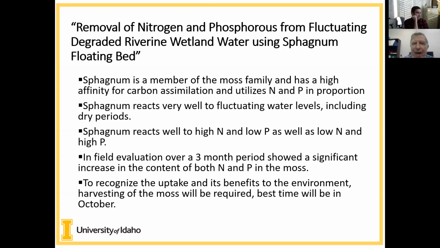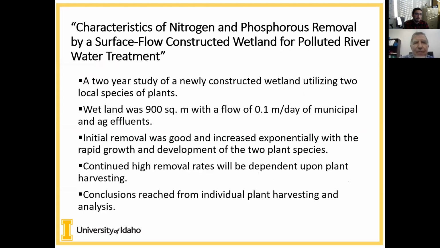Sphagnum reacts well to high nitrogen and low phosphorus, as well as low nitrogen and high phosphorus. In other words, it's not dependent on one or the other for its growth potential. A field evaluation over a 3-month period showed a significant increase in the content of both nitrogen and phosphorus in the moss. To recognize the uptake and its benefit to the environment, harvesting of the moss will be required, and they recommend the best time would be in October. That again gets you out of the normal growth period.